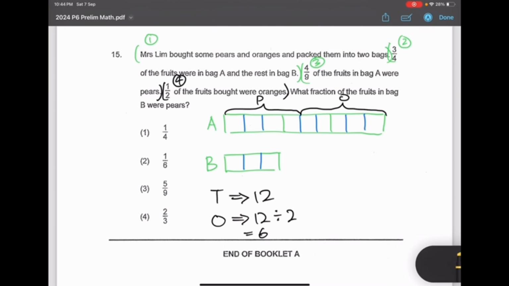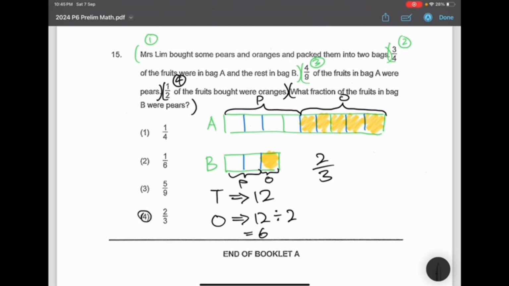If I have 1, 2, 3, 4, 5 units in A that are oranges, I will need 1 more unit in B to be a unit of orange. And the rest will be pears. Okay, now let's look at the last sentence. What fraction of the fruits in bag B were pears? As you can see from the model, it is very straightforward. 2/3 of the fruits in bag B were pears. And this is your answer for question number 15.